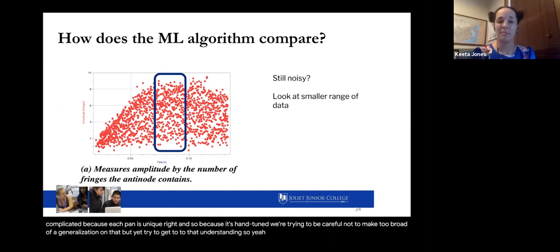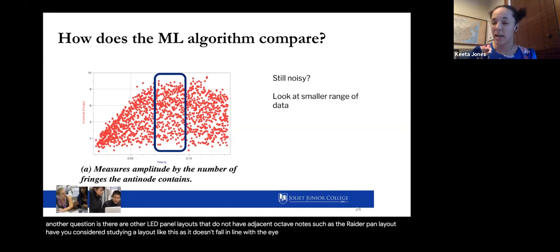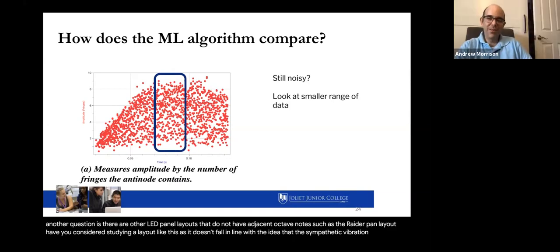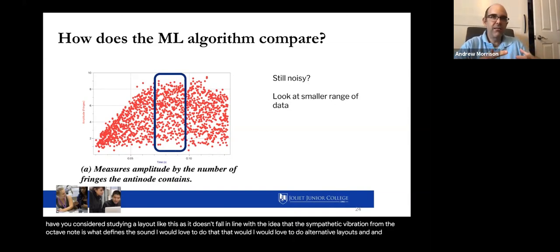So actually, another question is, there are other lead pan layouts that do not have adjacent octave notes, such as the radar pan layout. Have you considered studying a layout like this, as it doesn't fall in line with the idea that the sympathetic vibration from the octave note is what defines the sound? I would love to do that. I would love to do alternative layouts and look at those and how they contribute or not.